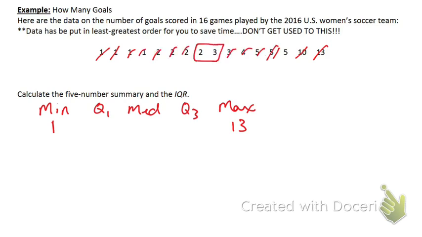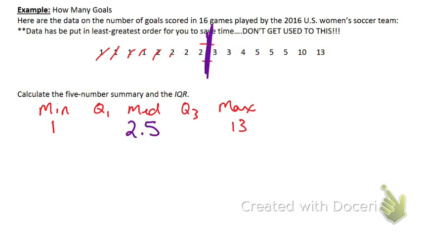Okay, I've got 2 numbers in the middle. So what do I do? I average them. What is the average of 2 and 3? 2.5. So basically my median is right here at 2.5. There's my median.